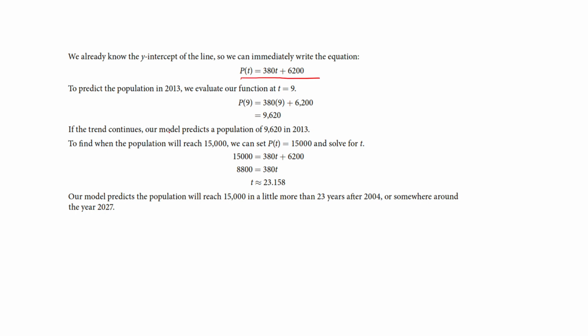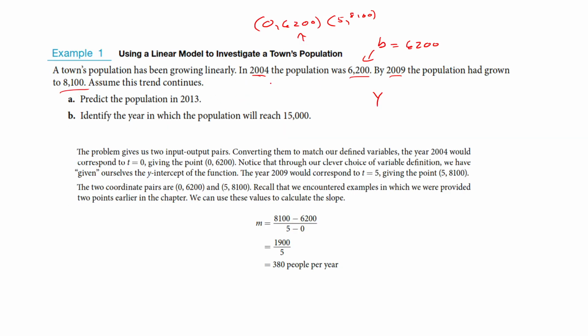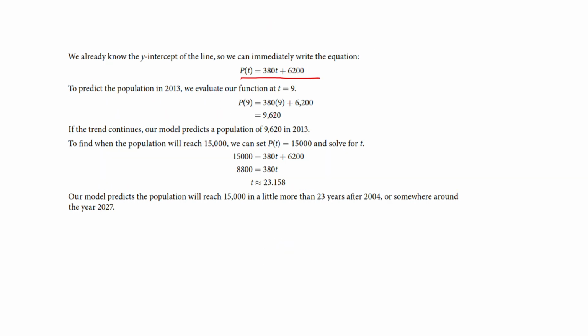Now, it wants the population in 2013. Well, that's 9 years from our initial. So 2004 is our initial year. So this is 9 years later. So we are plugging in 9. Crunching that down, we get 9,600 people. Now, they want to know, when do we think we will have a population of 15,000? Well, this is an equation about population, so the y is standing for population. This just goes in here, and we solve it for t.